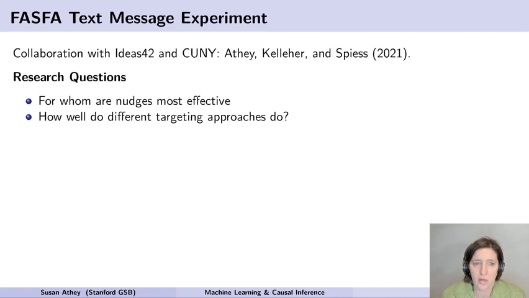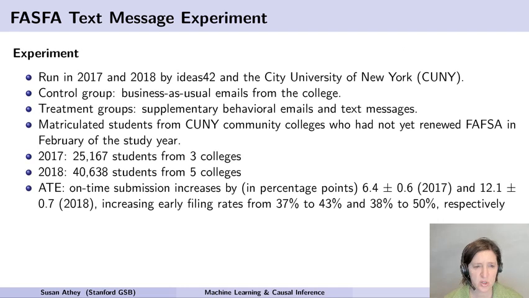Now we'll consider another experiment. This one was analyzed in a collaboration between Stanford Ideas 42 and the City University of New York. And the research questions were about nudging people to fill out financial aid forms and trying to understand for whom nudges are effective and how well different targeting approaches do. So the experiment was run in 2017 and 2018 by Ideas 42 and CUNY.